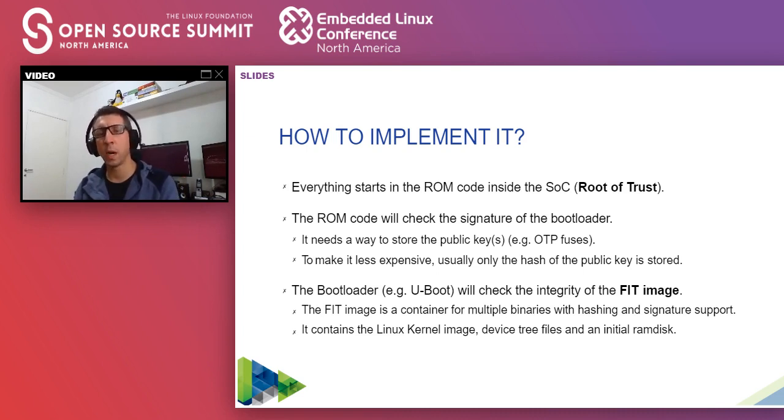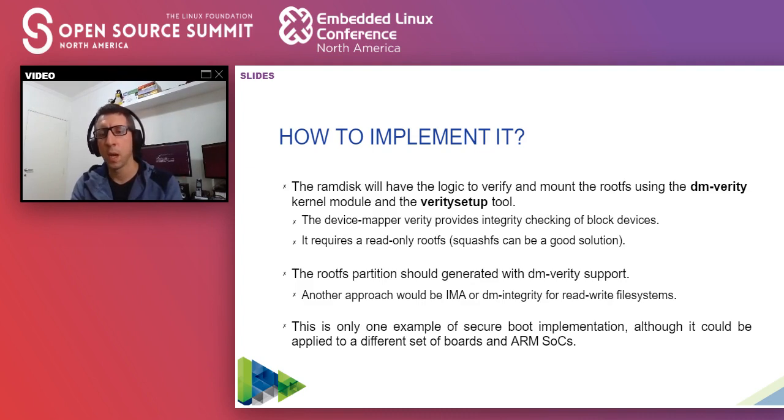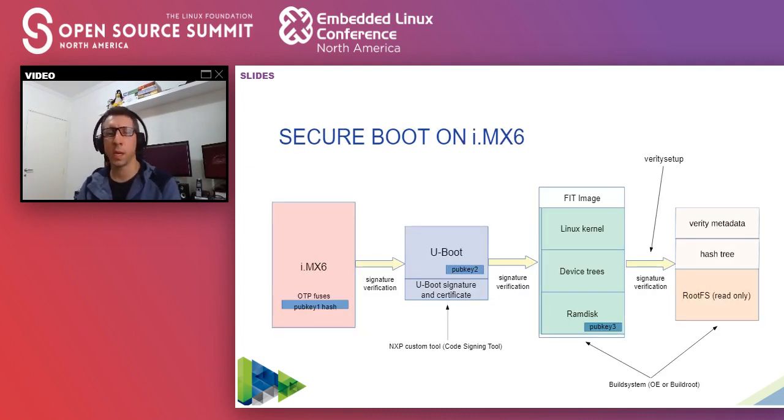In the next two slides, I'm talking about how it could be implemented on the i.MX 6, the SoC line from NXP. Instead of showing these two slides, I'm going to show the diagram that I created. It's basically what I already explained in the other diagram, but here it's more detailed. Everything starts inside the SoC. In the case of the i.MX 6, we have a piece of hardware called High Assurance Boot, which is the secure boot implementation from NXP.